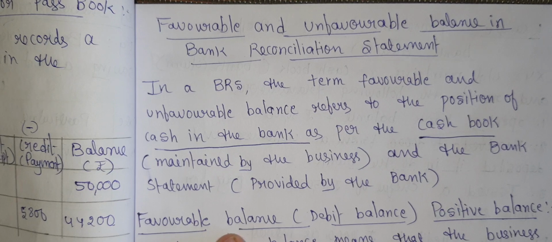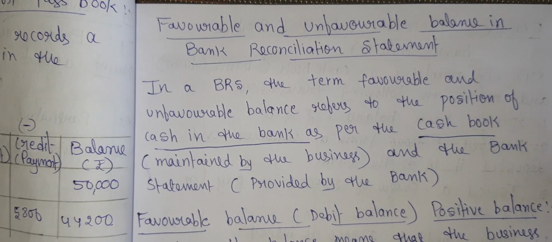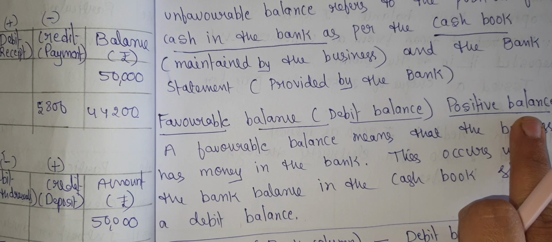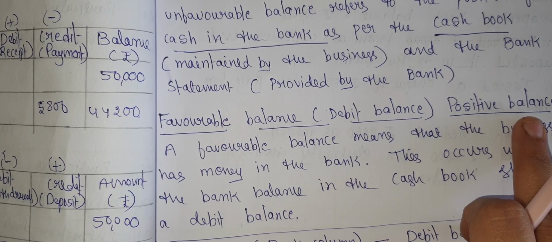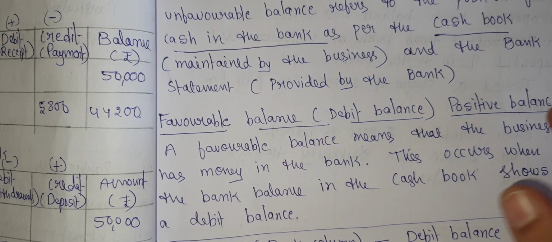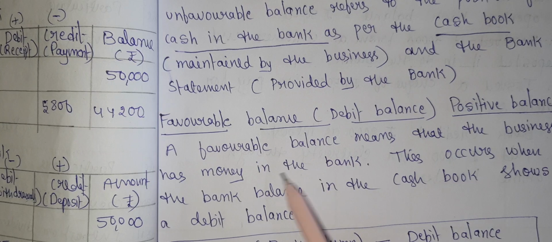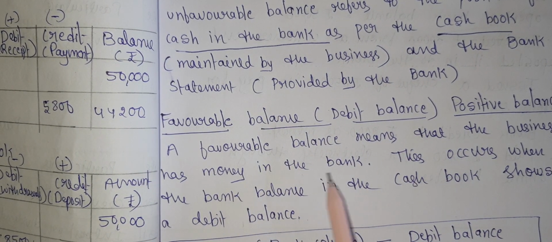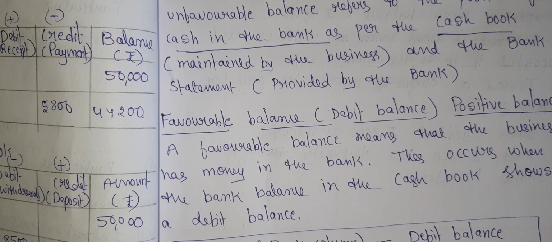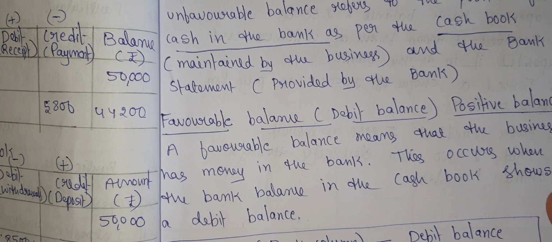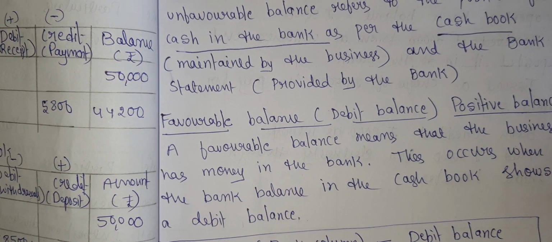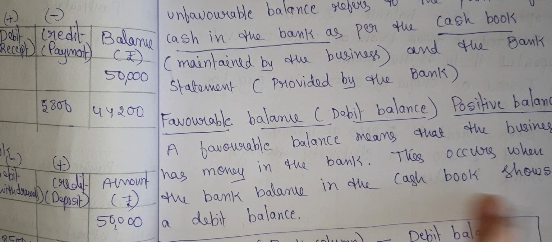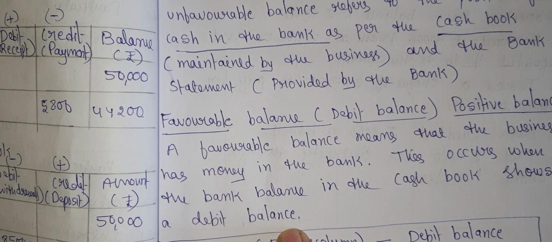So first we will see the favorable balance. It is a debit balance, positive balance, means surplus balance, that is favorable balance. A favorable balance means that the business has money in the bank. This occurs when the bank balance in the cash book shows a debit balance.